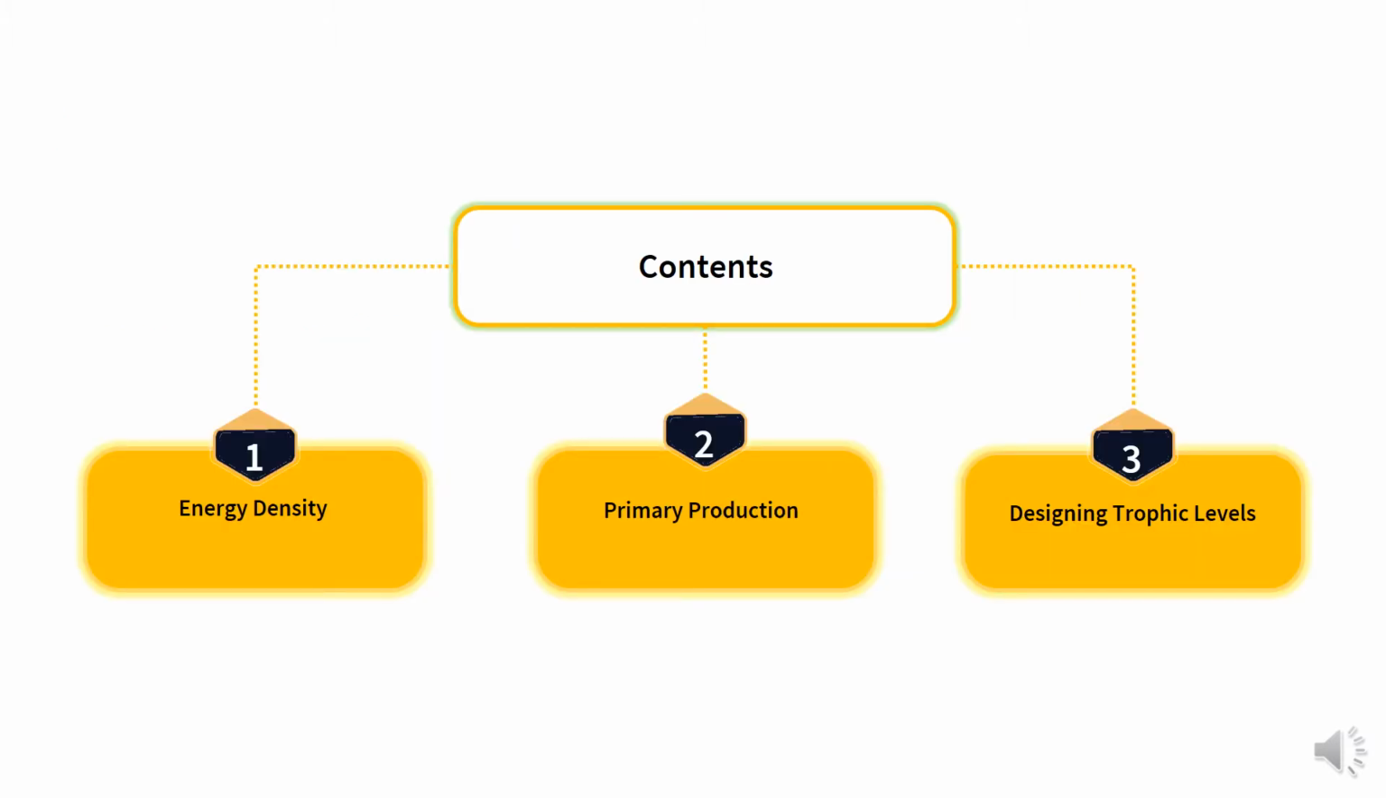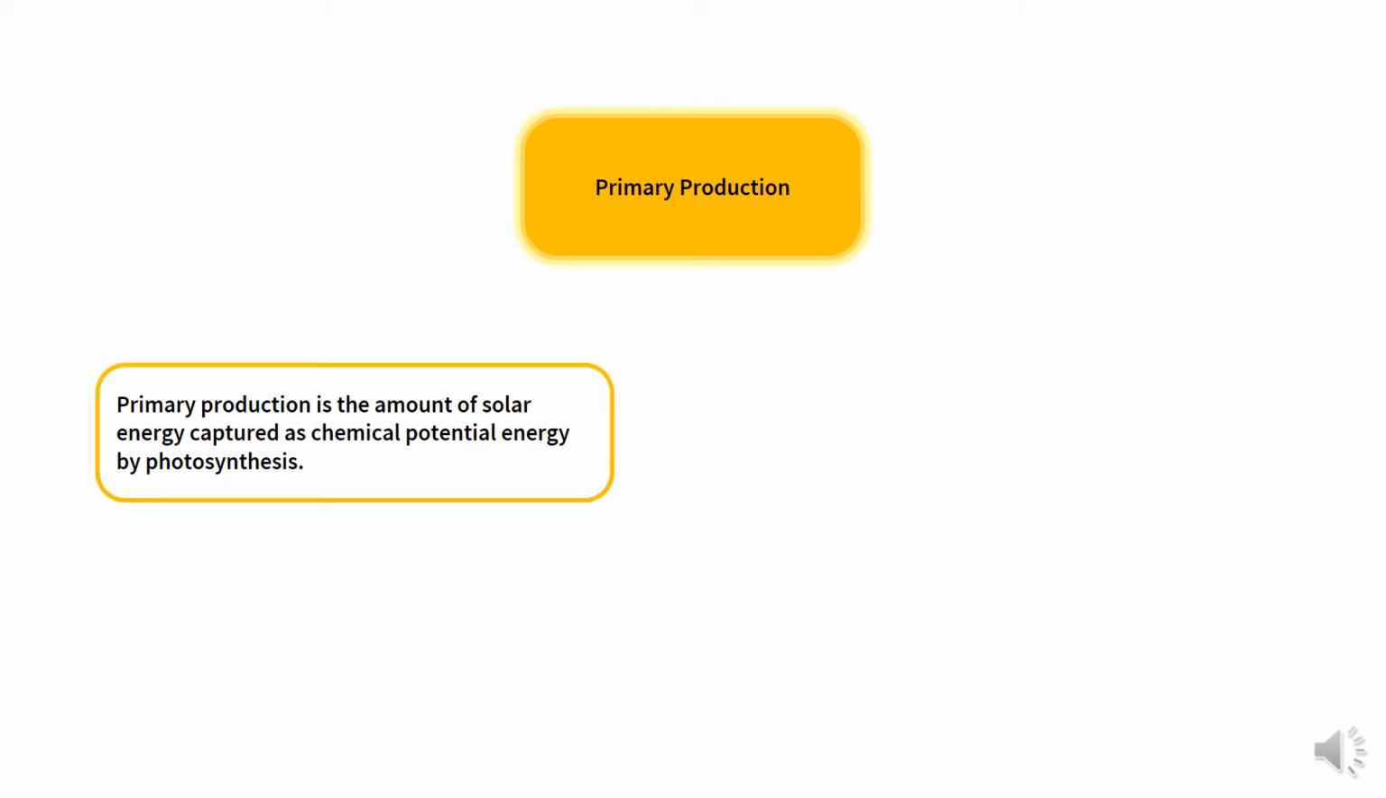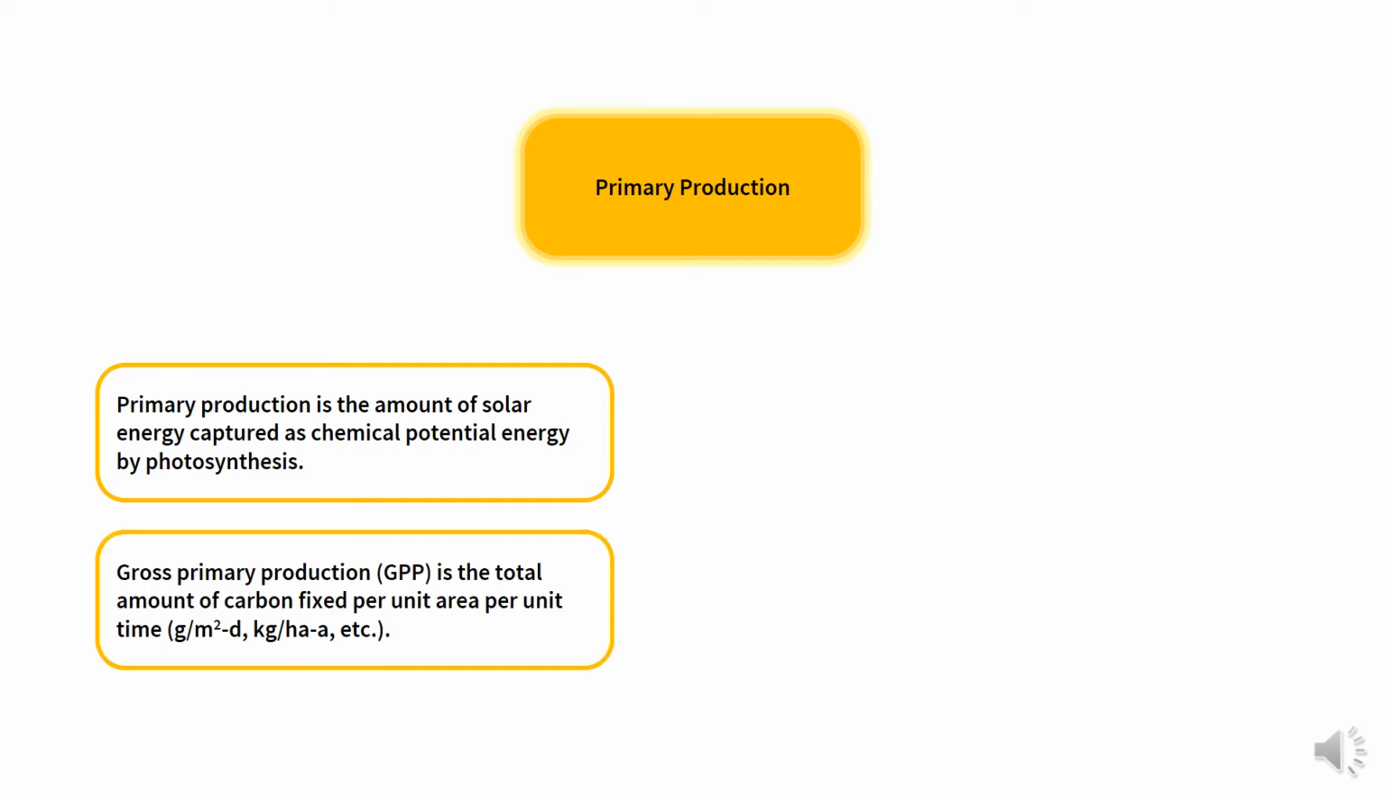In the previous segment, we already discussed the energy density. And in this segment, we will focus on primary production. Primary production is the amount of solar energy captured as chemical potential energy by photosynthesis. In concept, this is very simple, but in practice, this is a very difficult parameter to measure.